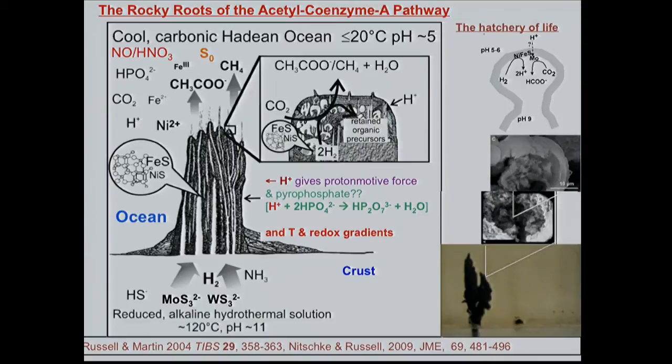And just to emphasize this point one more time, here's the protons on the outside, and we speculate that the protons can basically drive monophosphate phosphorylation to diphosphate, or perhaps through acetyl phosphate. So here's our proton motive force. It's all there. Everything you require for early life is there. All the metals, all the energy.